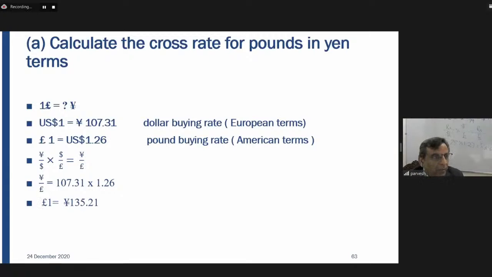So that will be by simply multiplying 107.31 into 1.26. So we get 1 pound will cost a Japanese guy 135.21 yen. So a person who is traveling abroad from Japan, to get 1 pound, he has to pay 135.21 yen. Okay. So I think, Ambika, you have done it right, 125. Now do the second one.